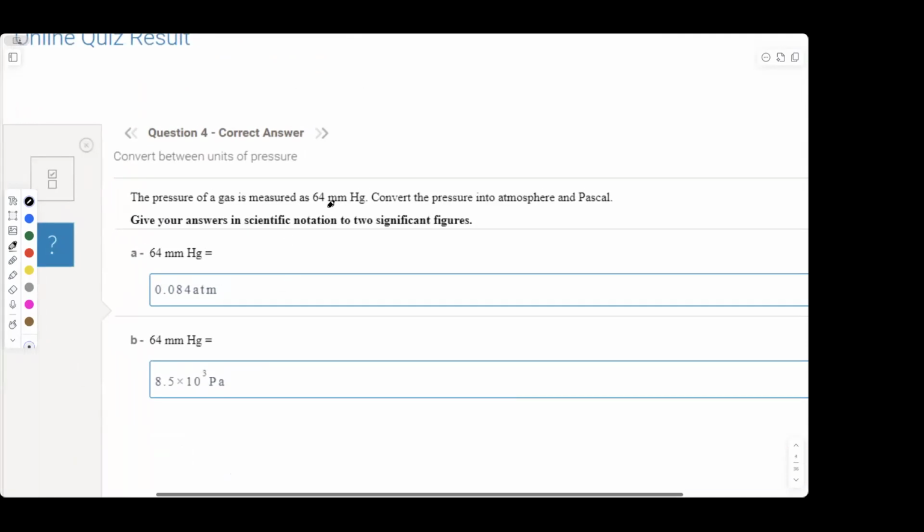The pressure of a gas is 64 millimeter Hg. Convert the pressure into atmosphere and Pascal. 64 times 0.084. If you don't know that, 1 atmosphere is equal to 760 millimeter Hg. And I can also convert the millimeter of mercury into Pascal the same way.